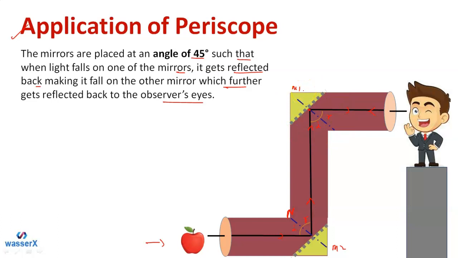So by using the law of reflection, we can easily see any object which is not placed at the same level. Basically, what is the principle of the periscope? By using plane mirrors, we can easily see objects which are not placed at the same level, using a few plane mirrors.